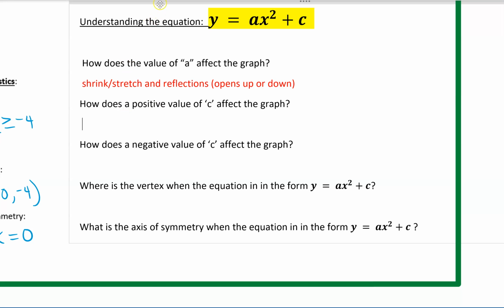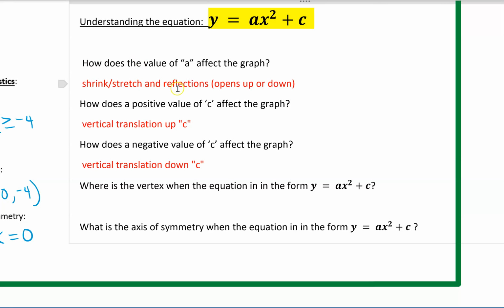How does a positive value of C affect our graph? That gives us a vertical translation up, whatever the value of C is. If it's a negative value of C, we know that it's going to be a vertical translation down however many C was.